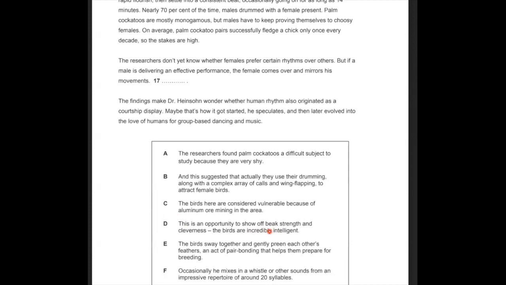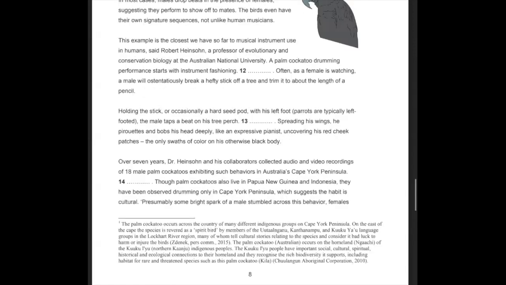So straight away, I know that the answer there is D, and I got that so quickly just by understanding the context and trying to understand what this sentence is about, using key words like "as the female is watching" and "ostentatiously," which means to show off or to do something very obviously. Those kinds of clues can help you get the answer much quicker. Next question, question 13.